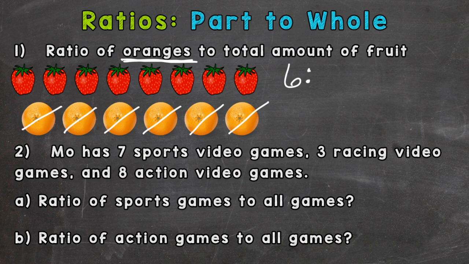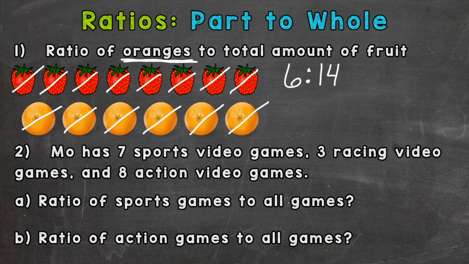So if there are 6 oranges, we need to see how many strawberries. 1, 2, 3, 4, 5, 6, 7, 8. So 8 strawberries plus the 6 oranges. So we have a total of 14 pieces of fruit in that entire group. So 6 oranges to the 14 pieces of fruit in the group.